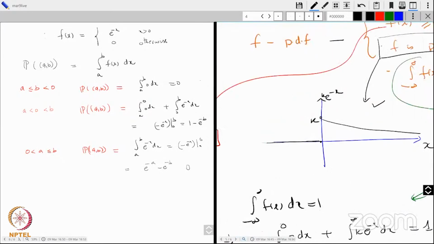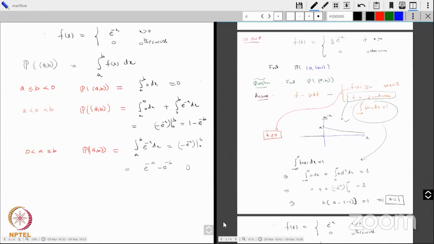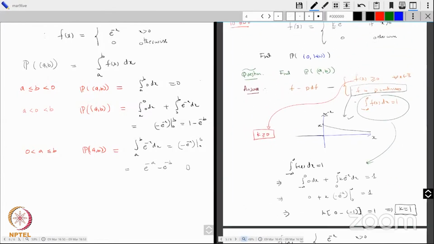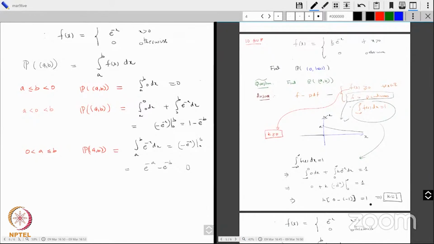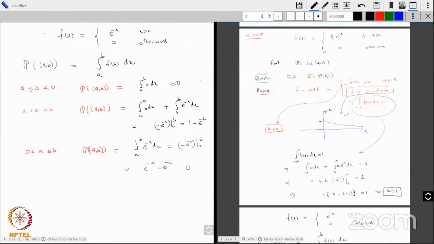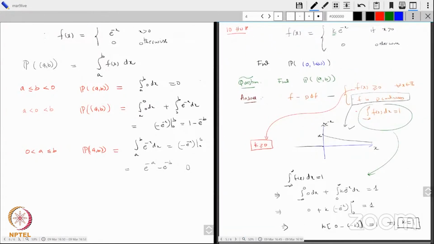Right? So what happens is whenever you give a density function, you may have to compute the k. And once you compute the k, you can compute various probabilities involved. Was it clear? Can someone tell on chat if this calculation was clear? That you found k and then you found the answer.